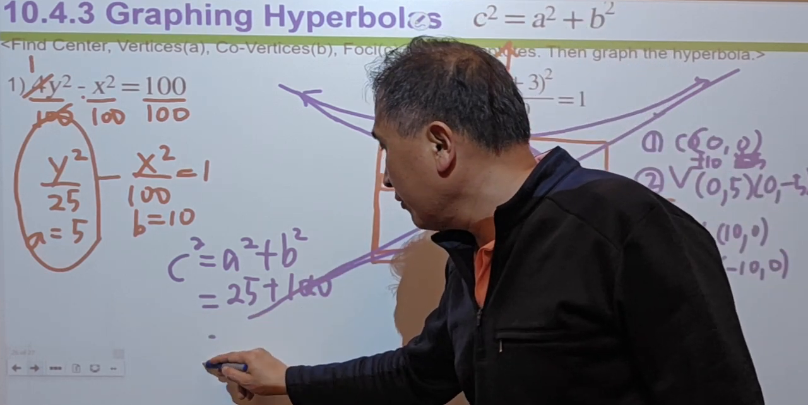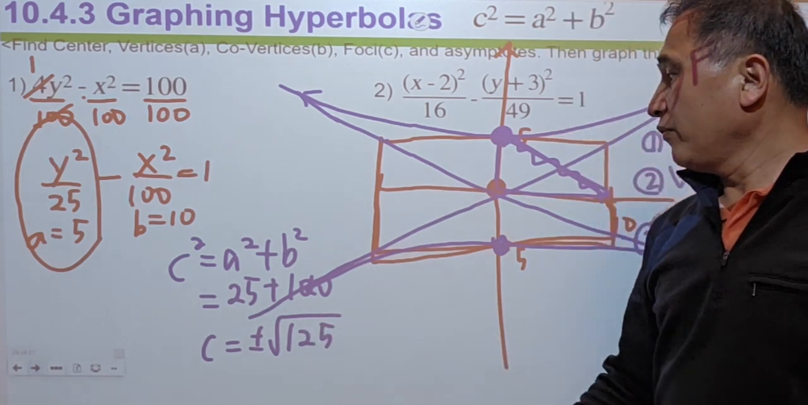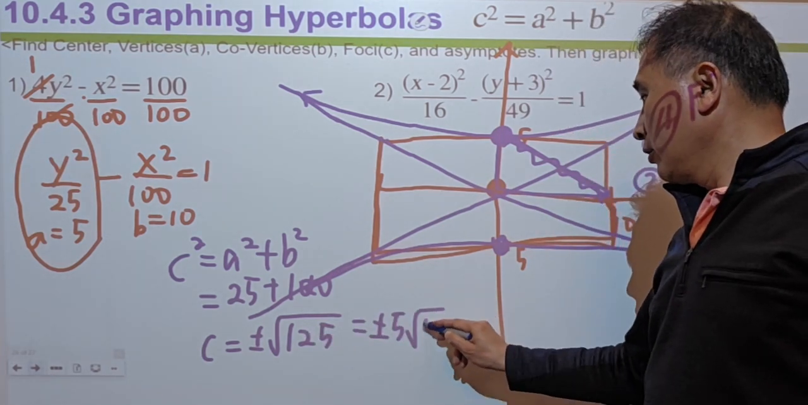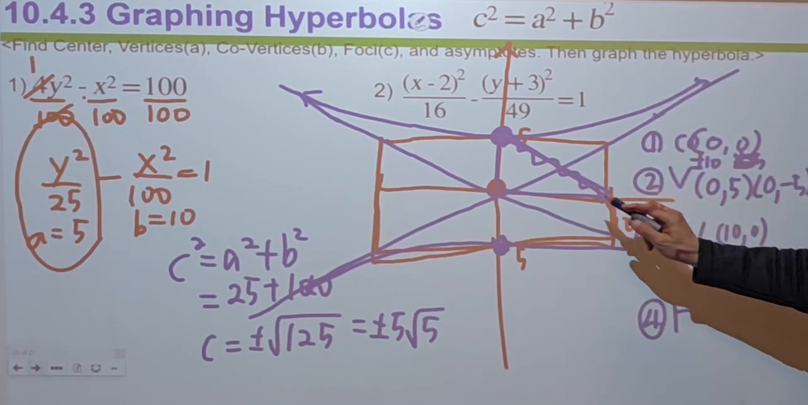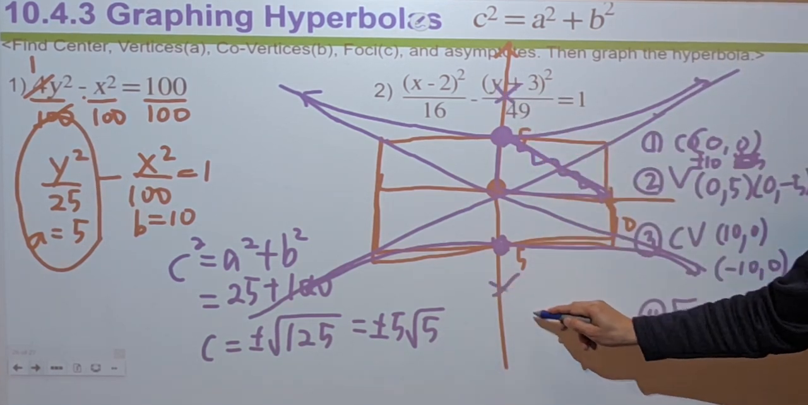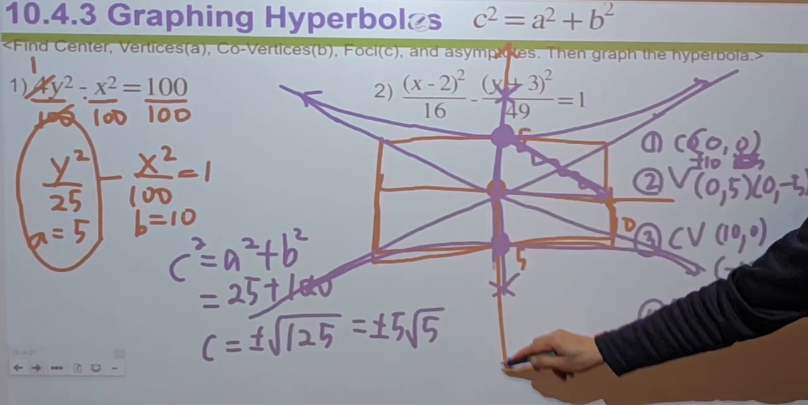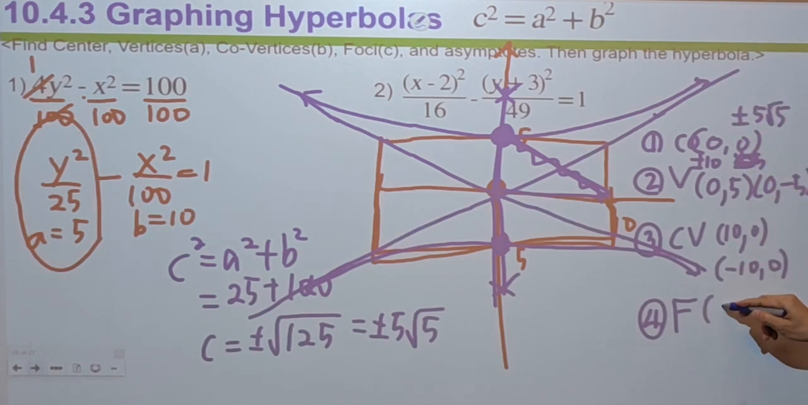C squared is 125. C equals plus minus square root of 125. That's 25 times 5, and the square root of 25 is 5, so it's 5 root 5. That's added on the vertex side, right? So here you're going to add to the y value, plus minus 5 root 5. So the foci are (0, plus minus 5 root 5).